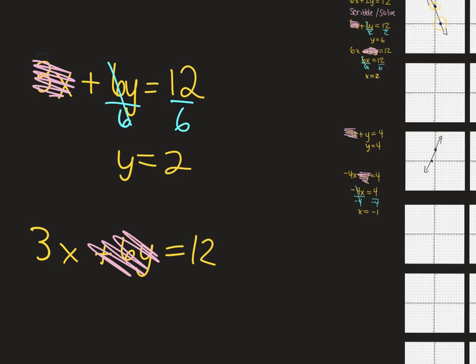Well, I think we should rewrite this a little bit closer. 3x equals 12. Divide by 3, x is equal to 4.